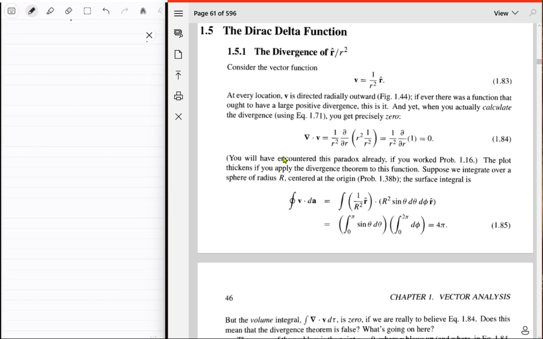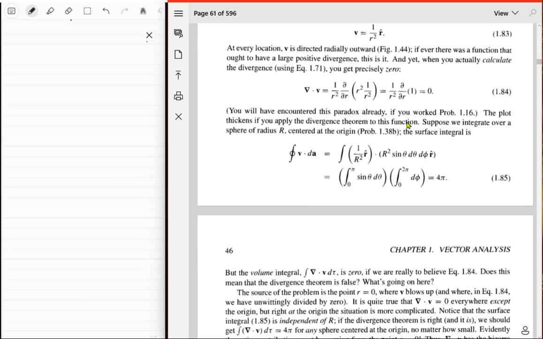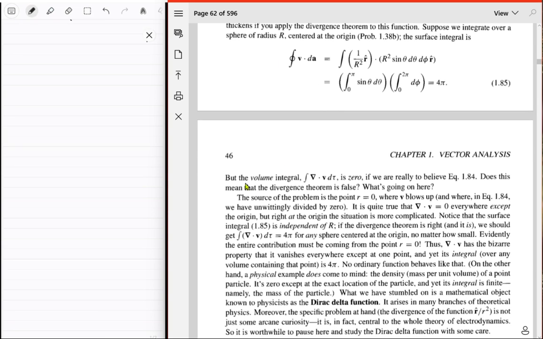Got it. You will have encountered this paradox already if you've worked problem 1.16. The plot thickens if you apply the divergence theorem to this function. Once again, you cannot apply this because when you do the volume integral of divergence, you will have to include the origin as well. And at the origin, it's not defined. I mean, the divergence goes to infinity basically. So you cannot apply the theorem because that requires some conditions and those conditions are not met over here. Okay, but the volume integral is 0 here. So the flux is 4 pi, but the volume integral is supposedly 0, although we know that's not quite the case.